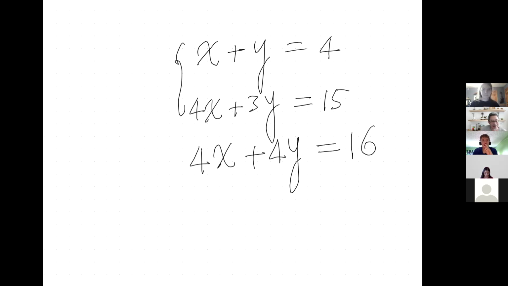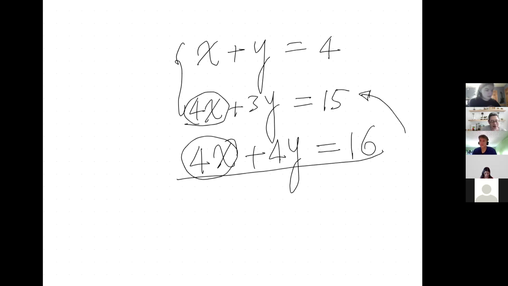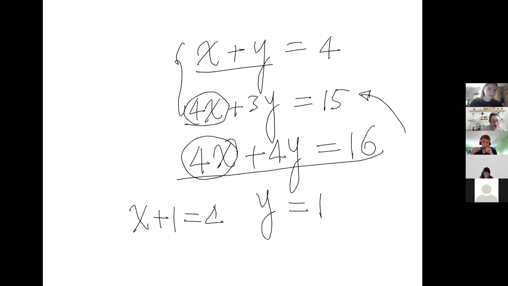Now the reason you multiplied by 4 is you want to get rid of that 4x, right? So now you just use this minus that. 4x gets canceled, then 4y minus 3y is y, and 16 minus 15 is 1, right? Good. So now we just need to plug in. If you plug in here, then x plus 1 equals 4, then minus 1, then x is 3.